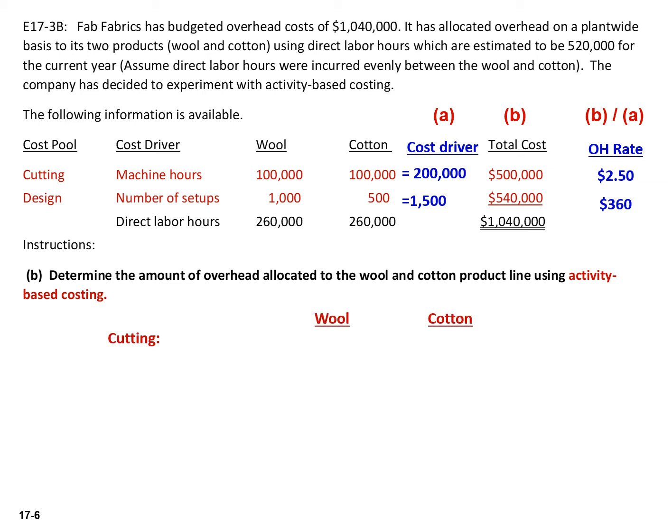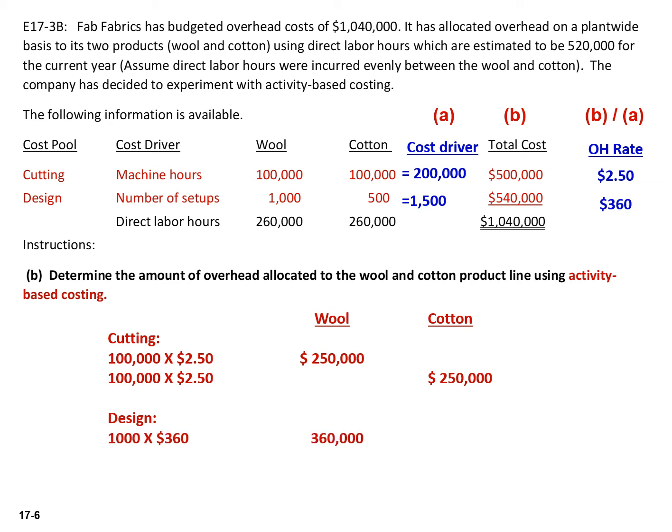Now we have to allocate that to the products. If wool is going to require 1,000 hours, we're simply going to multiply that by 250. We're going to do a similar thing for cotton. When it comes to design, we know that wool requires 1,000 designs at 360, whereas cotton is only going to require 500 designs at 360. You can see that the amount of overhead that we allocate to wool is 610,000, and the amount of overhead we allocate to cotton is 430,000.